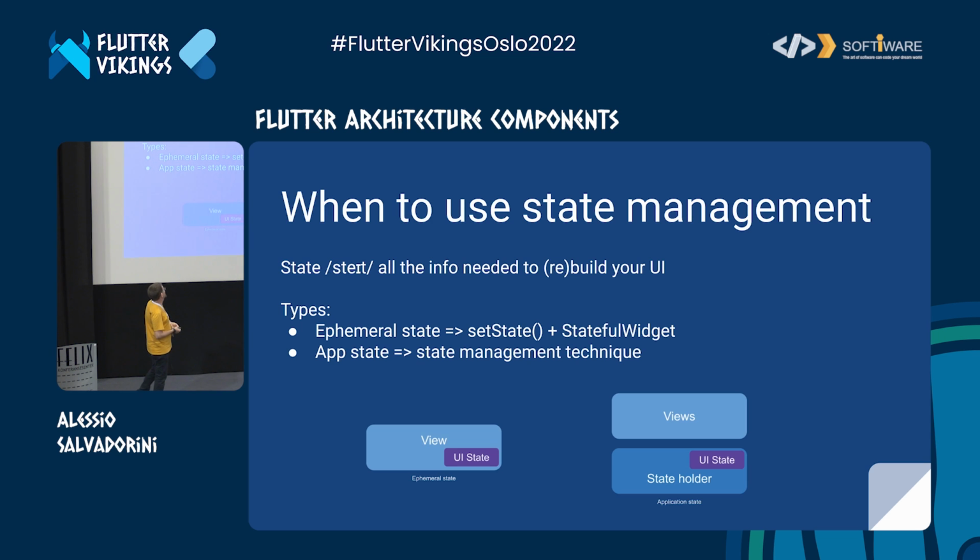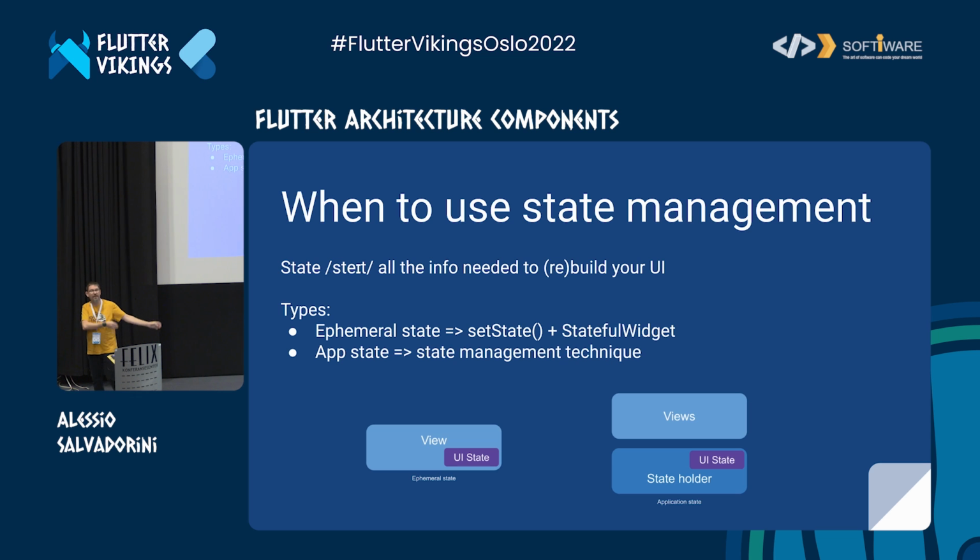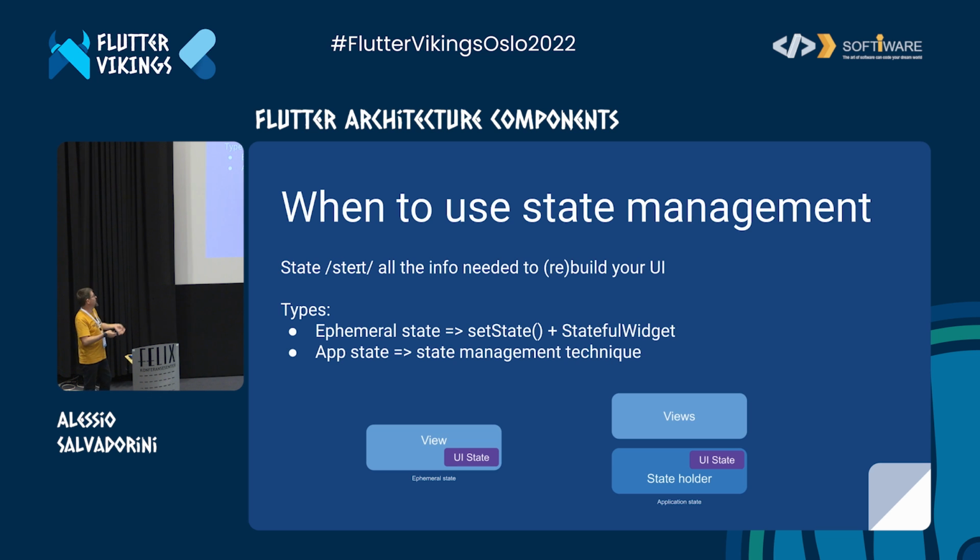Examples of ephemeral states are, for instance, if you have a view pager and you want to know which one is the current view. So the state that keeps track of the index of the current view. No other part of your application needs to know anything about that. It's only the view pager, and therefore this is an ephemeral state.